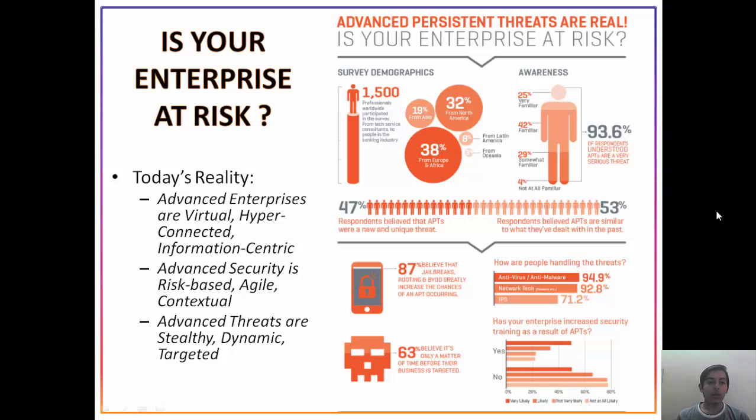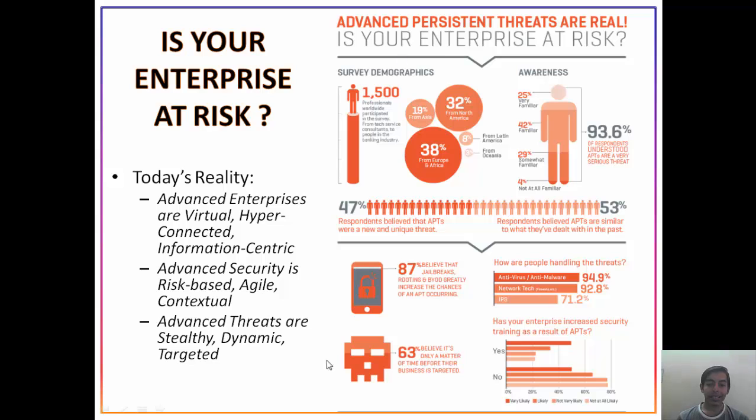Okay, now moving forward. Now, is your enterprise at risk? Today's reality is that advanced enterprises are virtual, hyper-connected, information-centric. Advanced security is risk-based, agile, and contextual, whereas advanced threats are stealthy, dynamic, and targeted. As you can see, these are some basic statistics here. Advanced persistent threats are real. Yes, it is. Now, is your enterprise at risk?